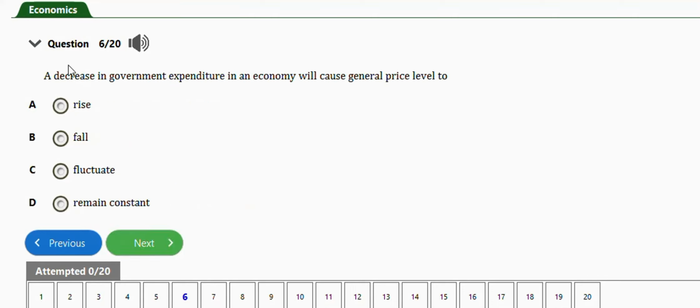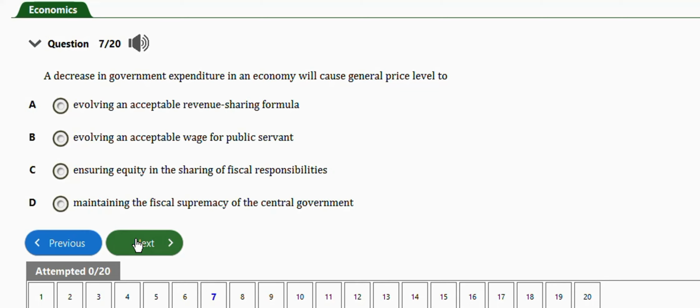Next question, it says, a decrease in government expenditure in an economy will cause the general price level to fall. Option B, very important. Take note of this question. Next question, it says, the Revenue Mobilization, Allocation and Fiscal Commission of Nigeria has the primary responsibility for evolving an acceptable revenue sharing formula, evolving an acceptable wage for public servants, ensuring equity in the sharing of fiscal responsibilities, maintaining fiscal supremacy of the central government. The right answer is option A, evolving an acceptable revenue sharing formula.